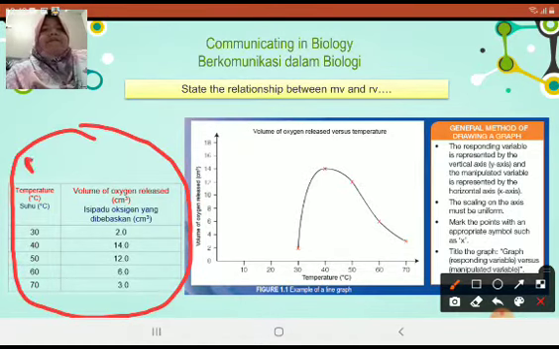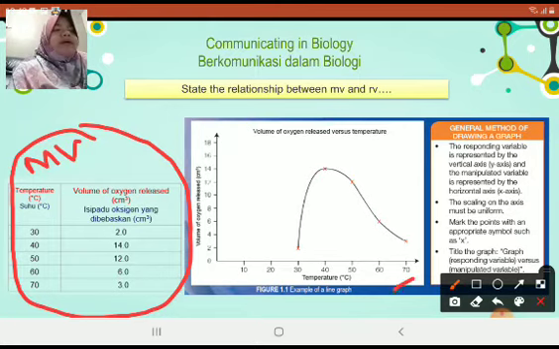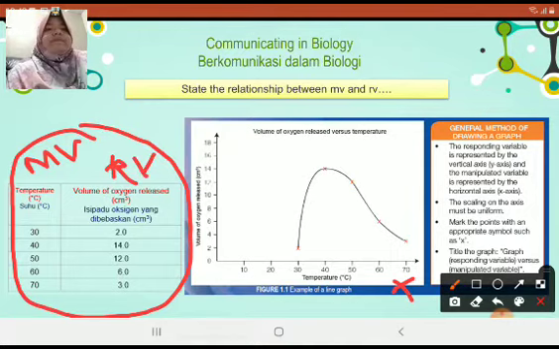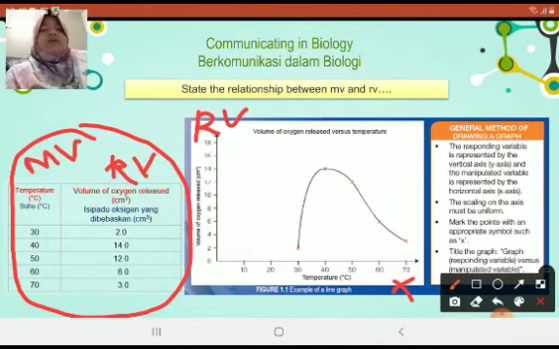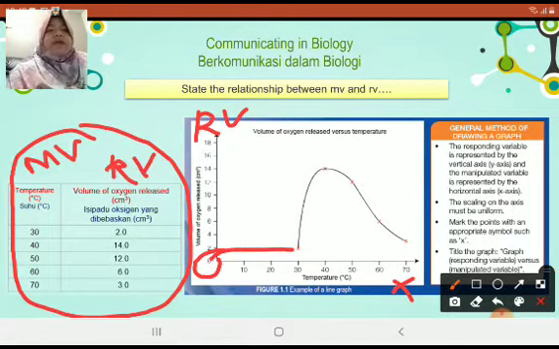Okay, for the MV here, it will become the x-axis. For the RV here, it will become the y-axis. Okay, so here, first of all, for a biological graph, if the data does not reach zero, we cannot force the graph to reach zero. Okay, cannot do it like that.